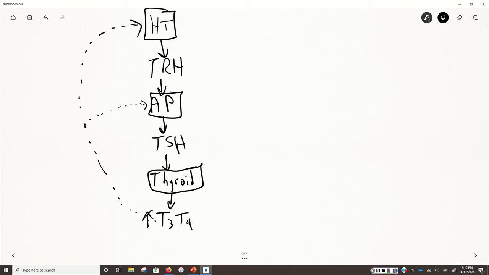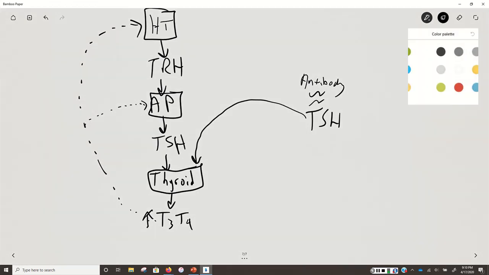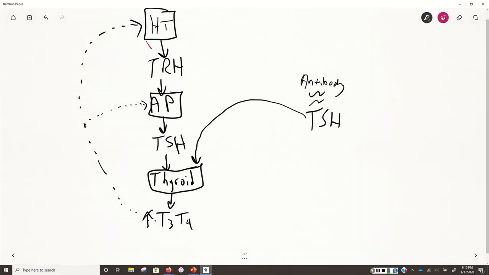But let's draw that weird-shaped antibody. You know, it's shaped kind of like TSH. So if it's shaped like TSH, it can do the same job as TSH. So it stimulates the thyroid. Well, now the thyroid starts making T3, T4. It feeds back. It tells the hypothalamus, stop releasing TRH.